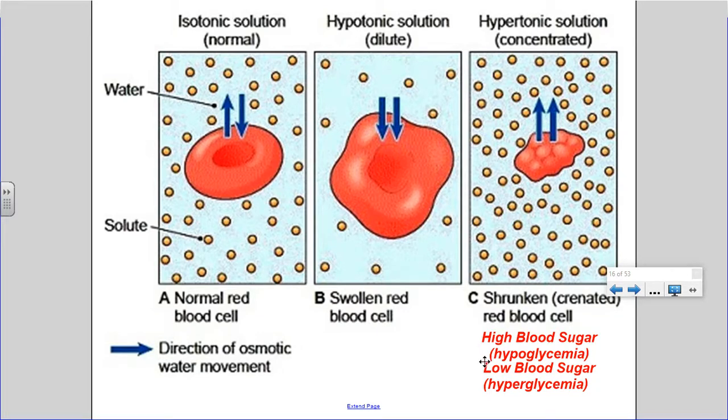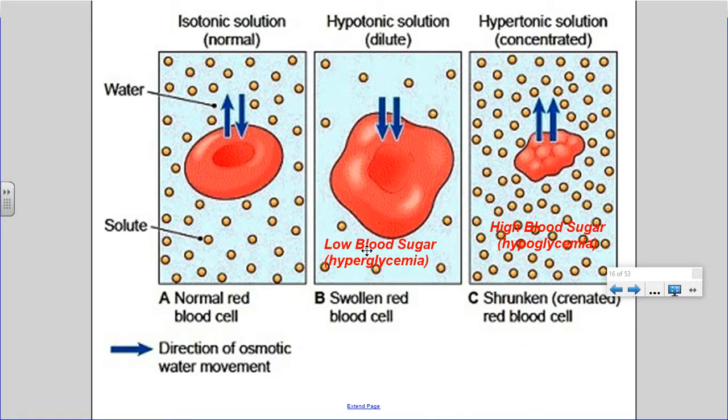You may have heard of these terms before. So, in this case, high blood sugar would be hypoglycemia, and because there's more sugar in your blood, there's a lower concentration of water. And then over here, this would be hyperglycemia, where there is less sugar or other solutes in your blood, so there is going to be a higher concentration of water.